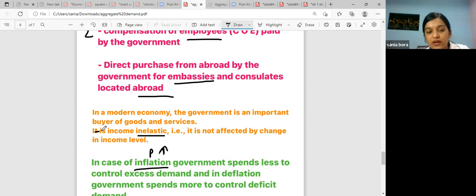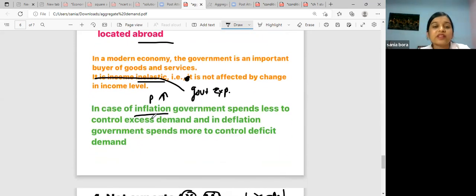So instead of writing that it is income inelastic, you can even write that government expenditure is not affected by change in level of income. Clear? Next, when there is inflation, government spends less. When there is deflation, government spends more.